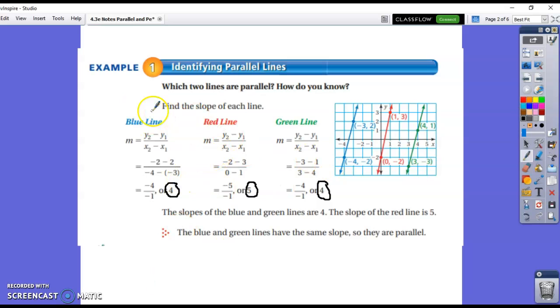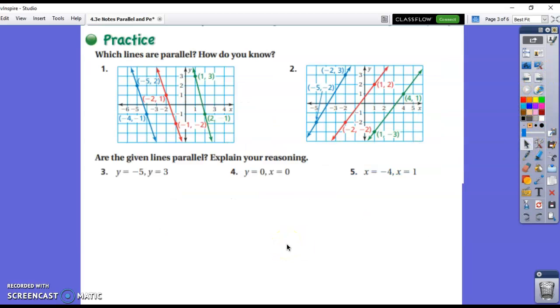Again, you can use the y2 minus y1, but if they give you the graph, I feel it's easier just to count. So you can do it whichever way you'd like. Since the blue line has a slope of 4 and the green line has a slope of 4, those two lines are parallel. Okay, so stop the video right now and I want you to try to do numbers 1 and 2.